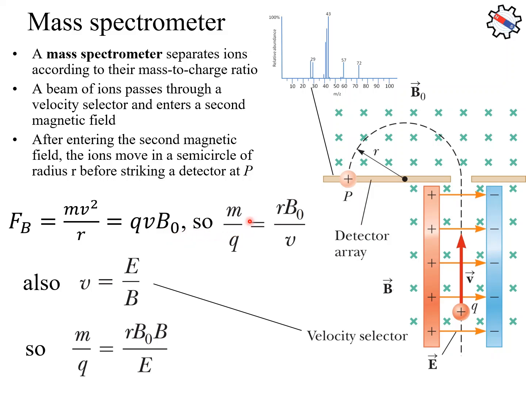We can rearrange that, put m over q on the left, and r B0 over v on the right. So that's B0. We can put v in now for our velocity selector. And we've put that all together, m over q is r B0 times B, the value of the field in the velocity selector, divided by the electric field in the velocity selector. We can set B0, B, and E. There's only one thing we're not setting, and that's the radius. That's going to depend on the mass of the particle and the charge on it.